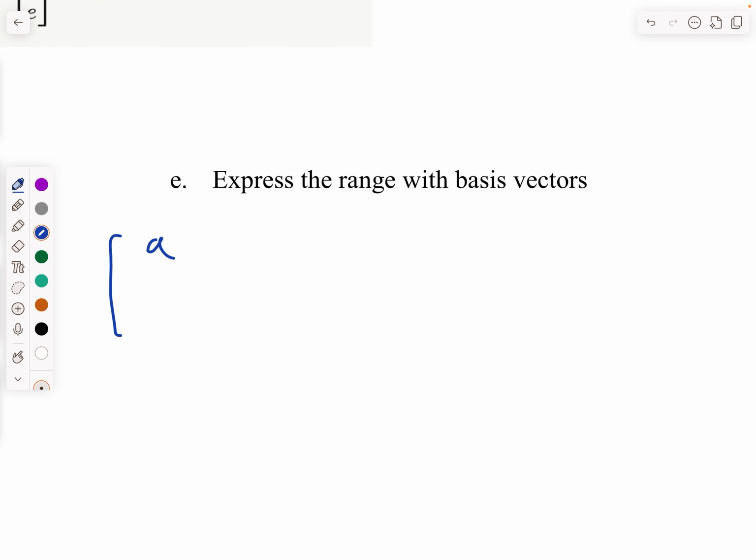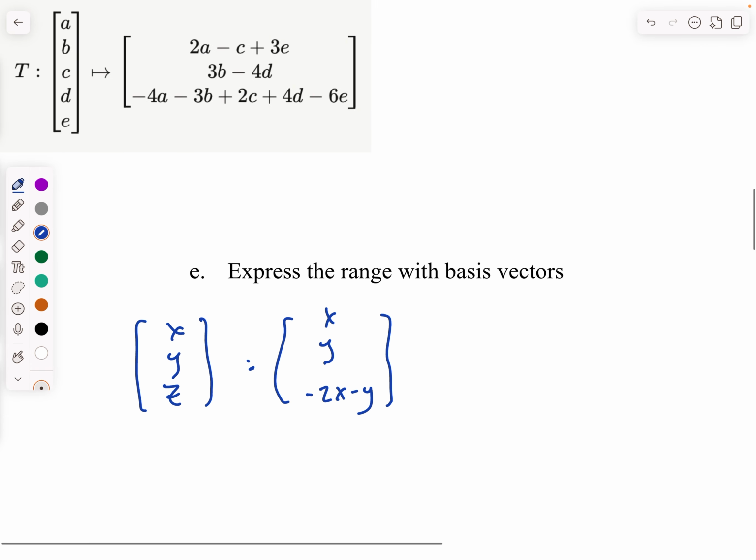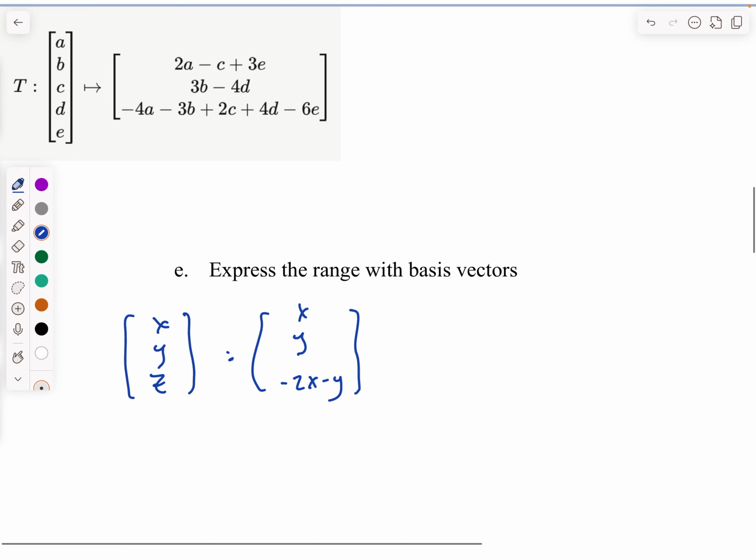Okay, so every vector in the range can be expressed as x, y, and z, and we found out that z is equal to -2x minus y from the previous step. Here, I'll put the transformation there so you can see it.